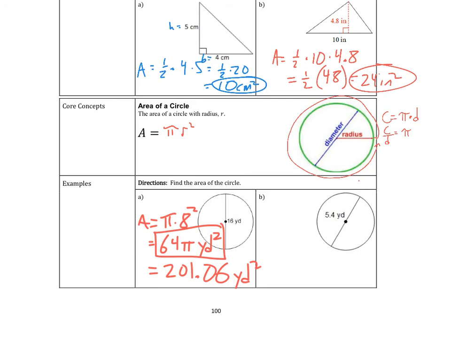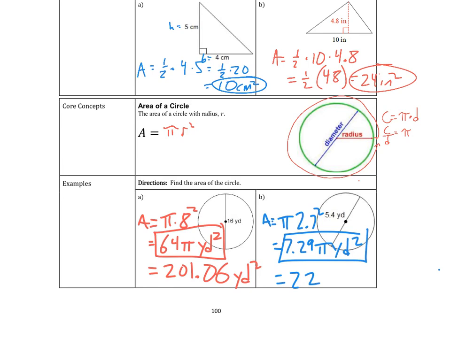Make sure you find that radius first. So area equals pi times half of 5.4, which is 2.7, squared. So 2.7 squared is 7.29 pi. That would be the exact answer. And if we go ahead and multiply that times pi, busting out the calculator here, we get 22.902, or 22.90 square yards. That's the idea. So there's the approximate.